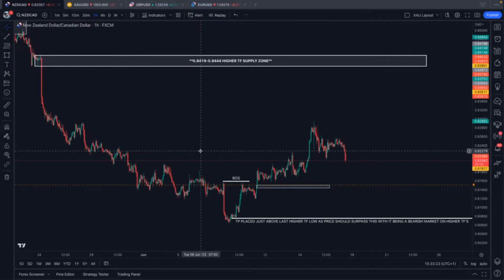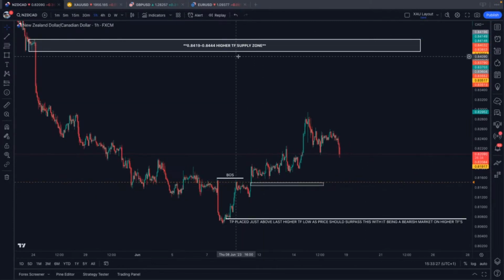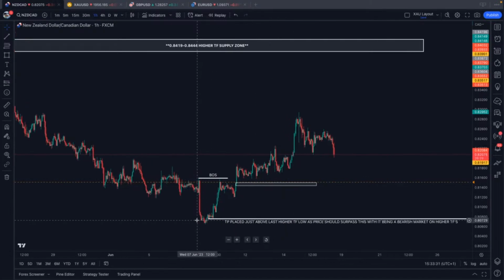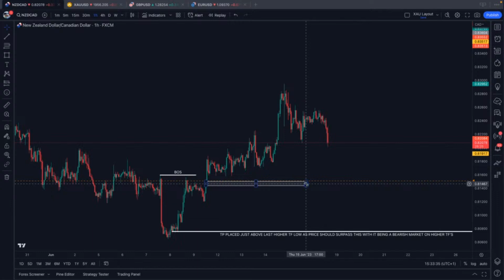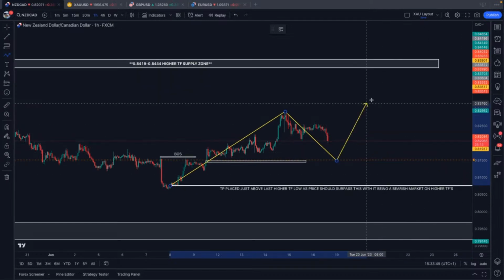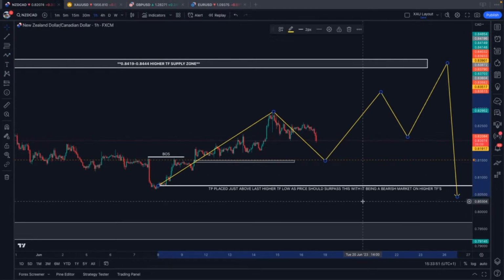NZD CAD, this is just another supply zone that I'm looking to trade lower from. TP is to be set just above, obviously. What I've done is I've highlighted a demand zone here for us to get involved in buy positions. So again, if we're just following this path, you can see for yourself that we would actually be following the higher time frame structure as well as the lower time frame structure. And obviously we want to see price then trade beneath that.